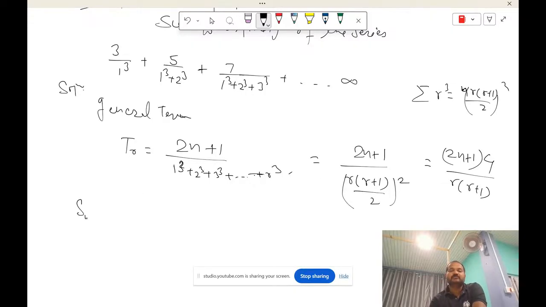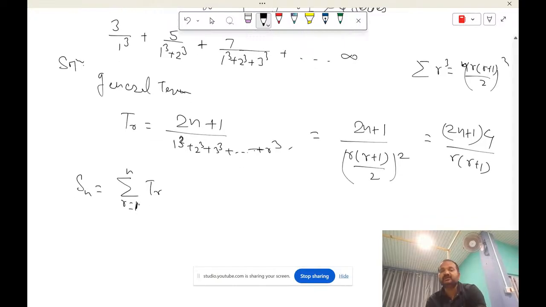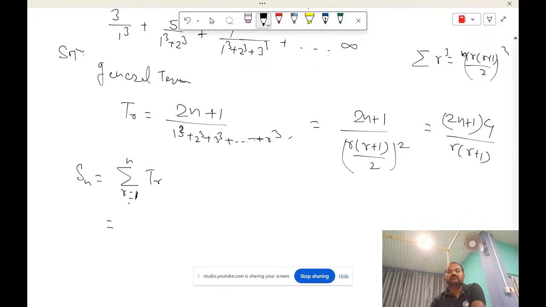So summations will be written up to n terms, that is the summation of the TR term. So the TR term, r goes from 1 to n, and n goes up to infinity. If we put r equal to 1, it will be 3. So the summation of r equal to 1.